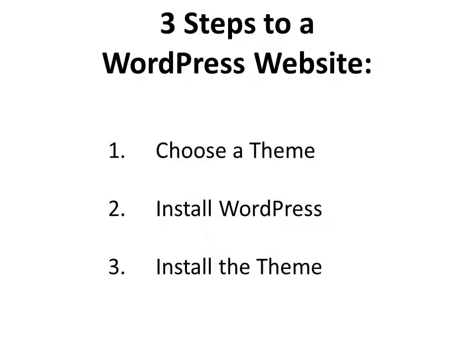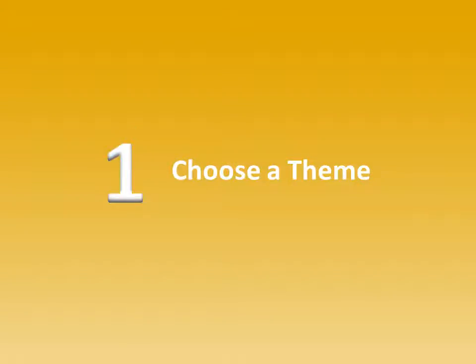Step number 1 is to choose the right theme. The next step is to install WordPress. And the last step is to install the particular theme that you want to use. So choosing a theme is step number 1, or choosing a design that someone has already made that's going to accomplish what you want to accomplish on your own website or blog.